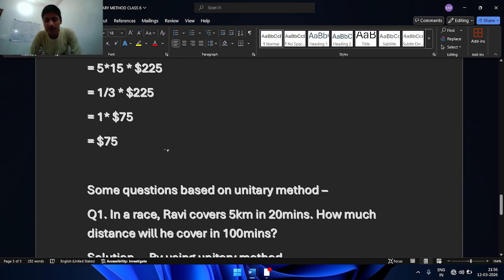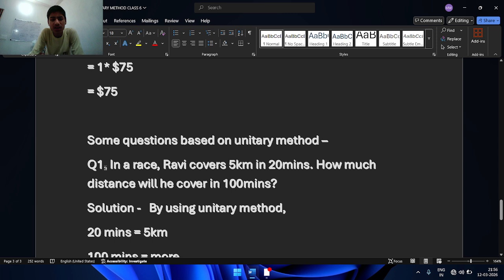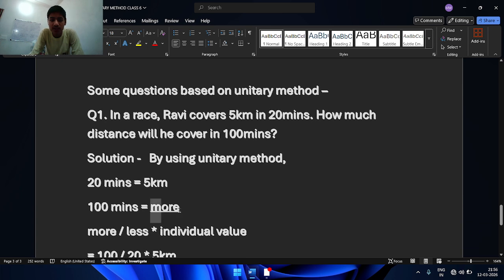So some questions based on the unitary method. How will you do it? If you really want to try these questions, first take it and pause the video, then try to solve it and find the answer, then I will come to the solution. So here the solution goes. In a race, Ravi covers 5 km in 20 minutes. So always when you are using the unitary method, write by using the unitary method. What you have been given is 5 km in 20 minutes. You have to find the distance.